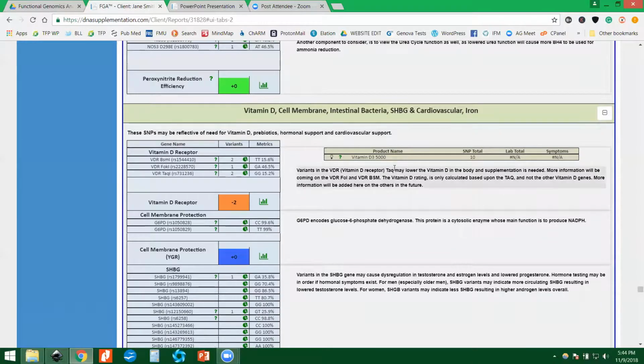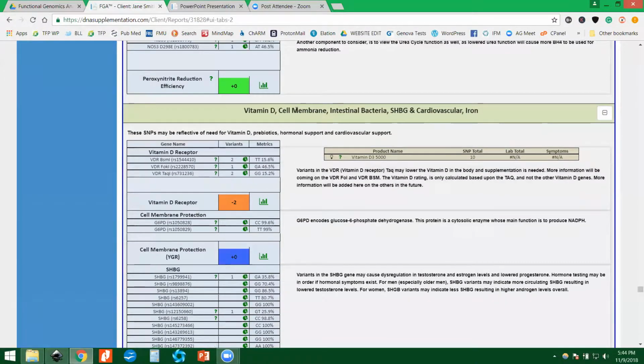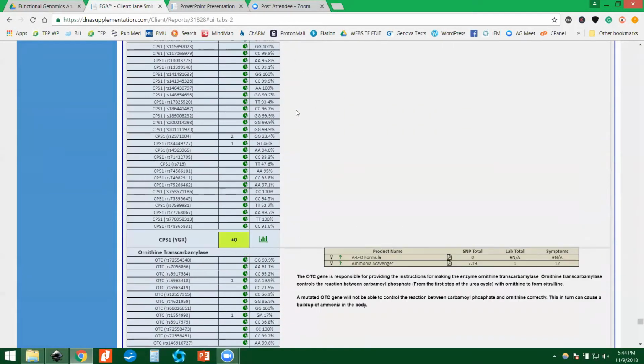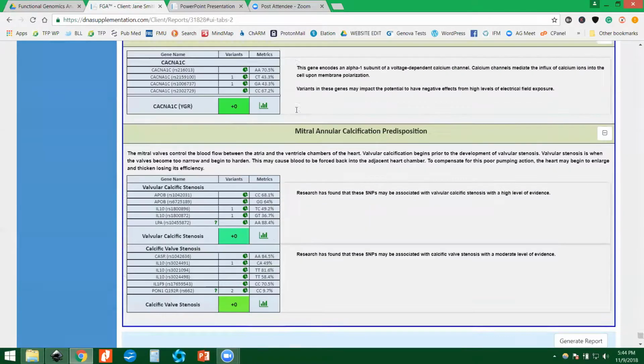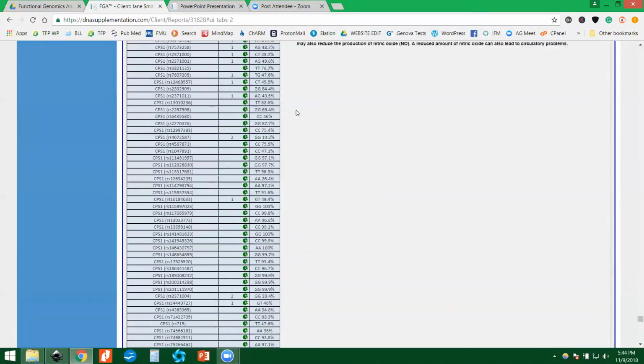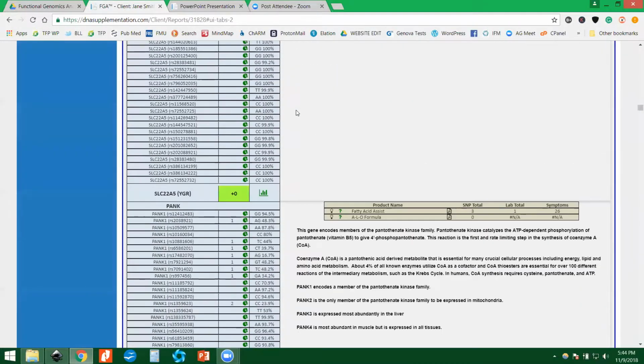So vitamin D, I mean, we see a lot of the VDR SNPs, intestinal bacteria, the sex hormones, DNA repair, the urea cycle. So all these things are on here we can look at to see, okay, where are potential problems? It's a pretty comprehensive report.